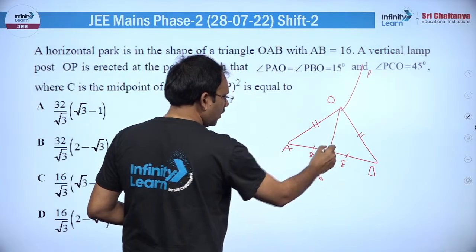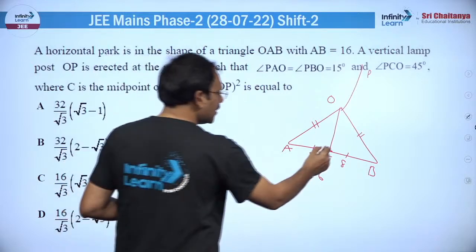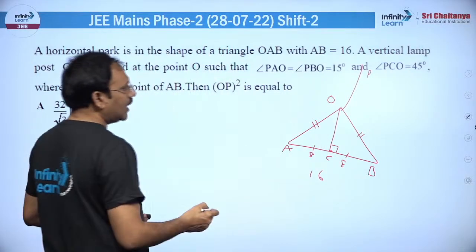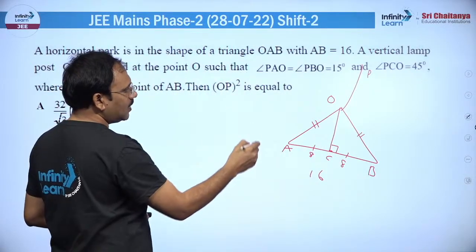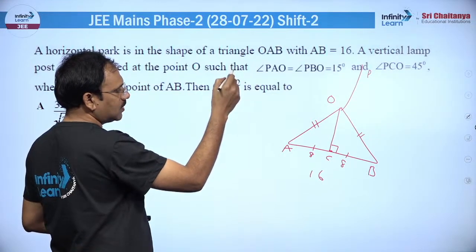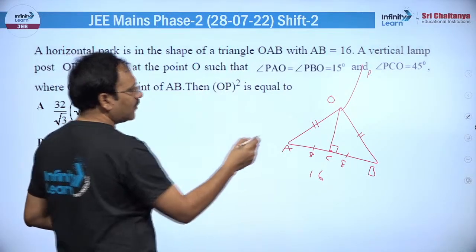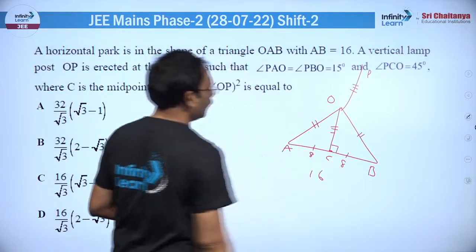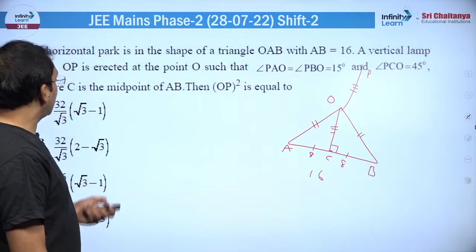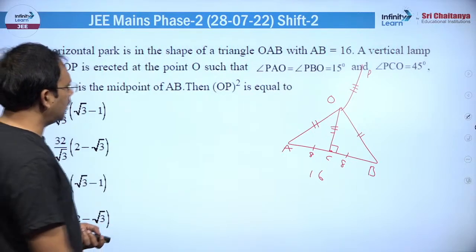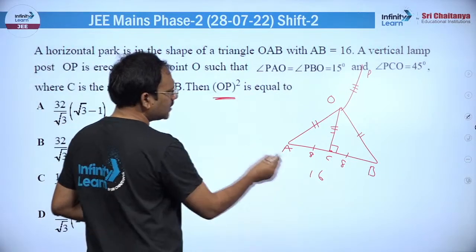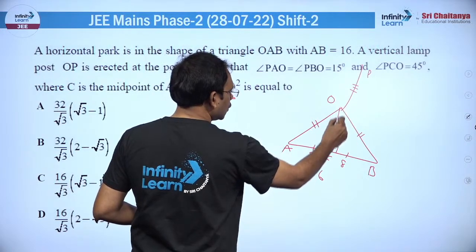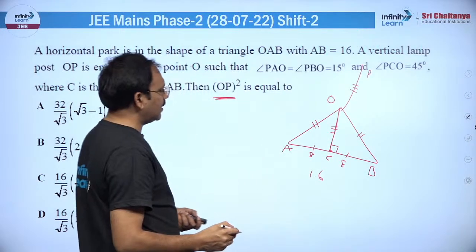This is going to be an isosceles triangle, the median itself is the altitude, and he said angle CPO is 45 degrees, that means OP is nothing but CO, right? These two are equal. Now he is asking us to find OP square. OP square is nothing but CO square. This is a right angle triangle, my dear friends.